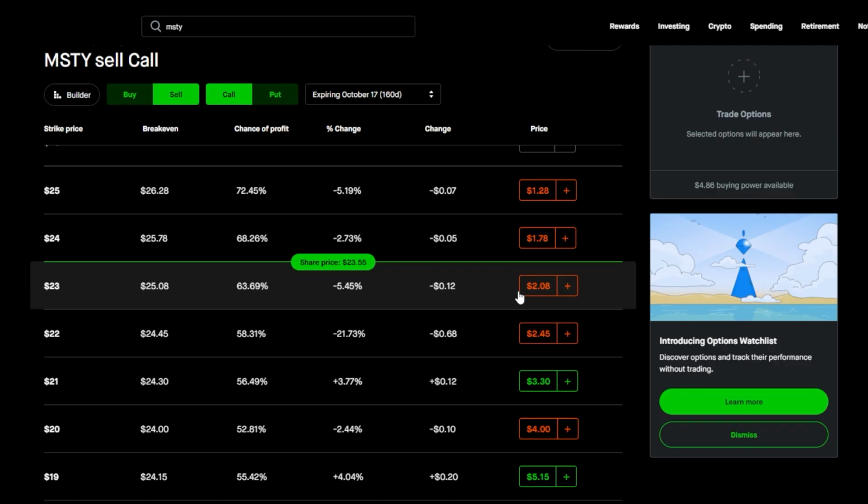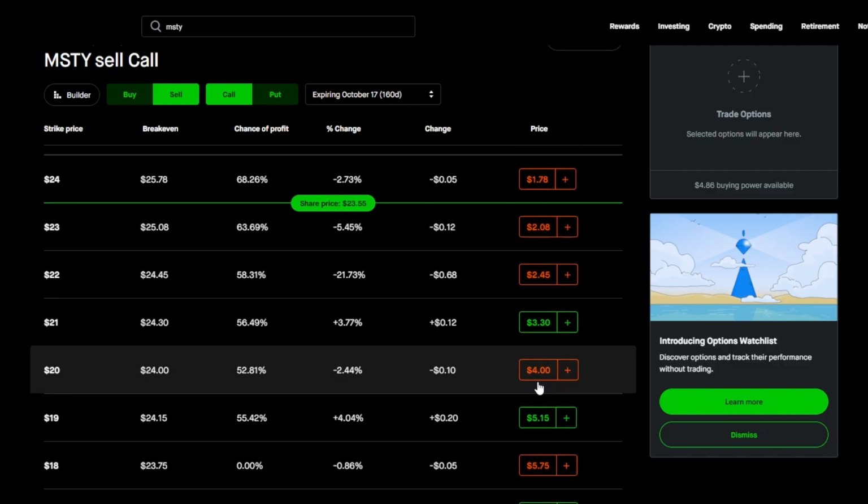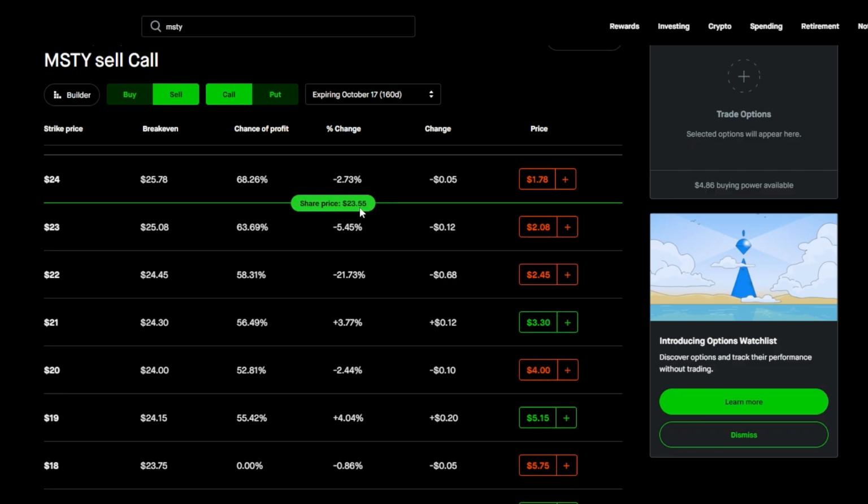Now, what's also cool about this is that because I'm going to get paid out $4 per share for this example, let's say per share that is, so $400, I could then use that $400 right away and buy more shares of MSTY, basically free shares right off the bat, which would also add even more income to my strategy.